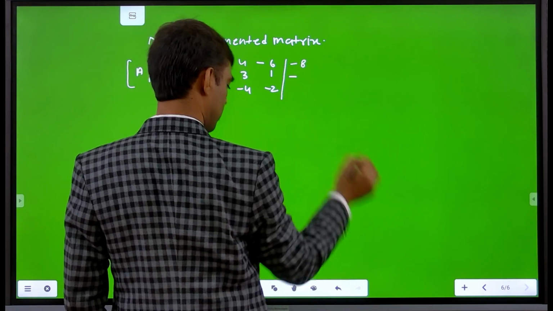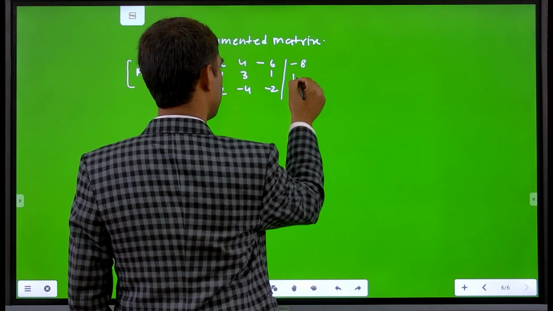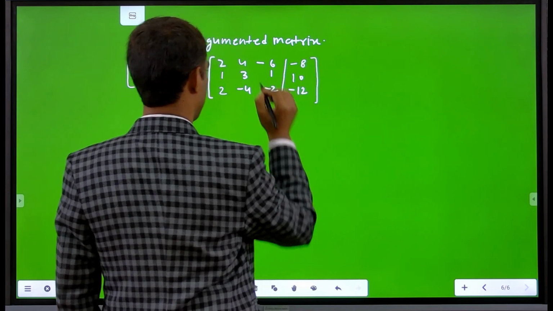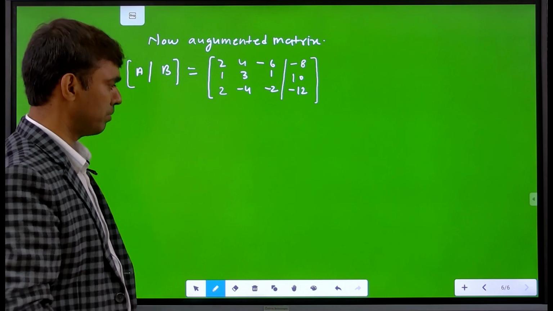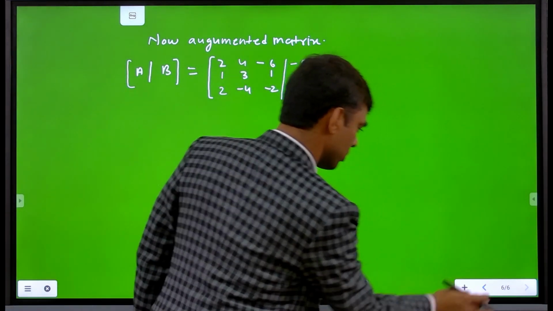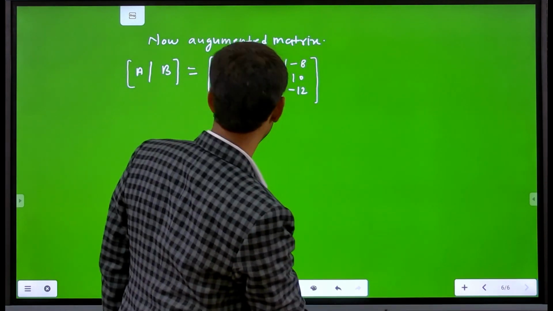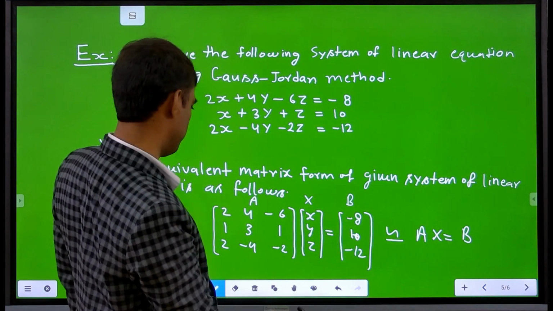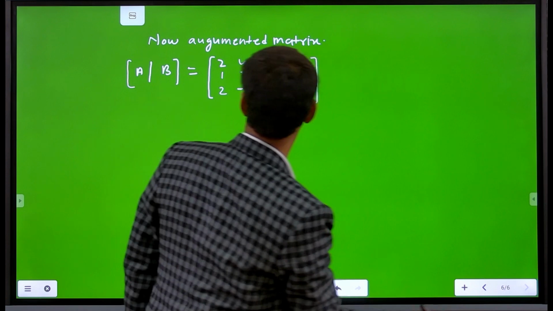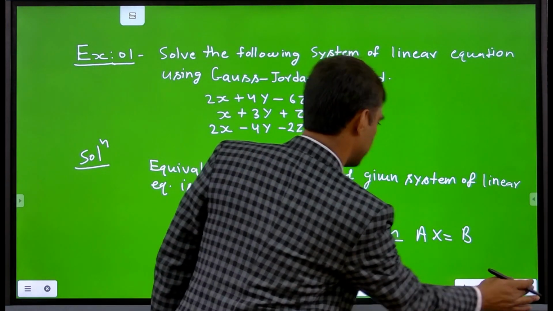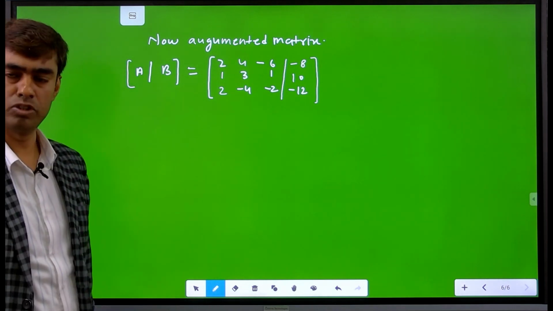So, let us verify once: 2, 4, minus 6, minus 8; 1, 3, 1, 10; 2, minus 4, minus 2, minus 12.